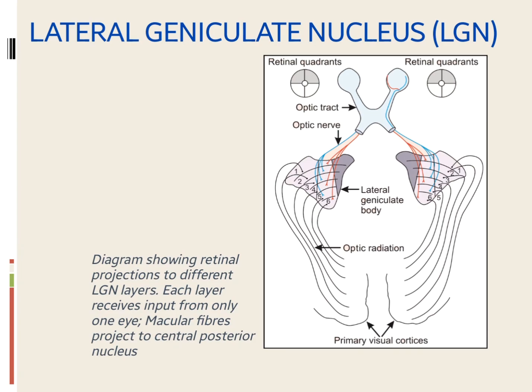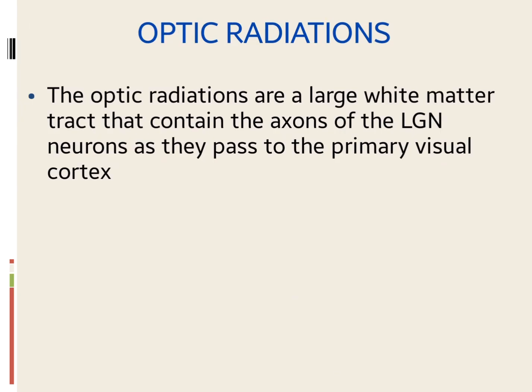So that's a diagram just showing retinal projection to different LGN layers. Each layer receives inputs from only one eye, and macular fibers project to the central posterior nucleus. Now the optic radiation. The optic radiations are large white matter tracts that contain the axons of the LGN neurons as they pass to the primary visual cortex.